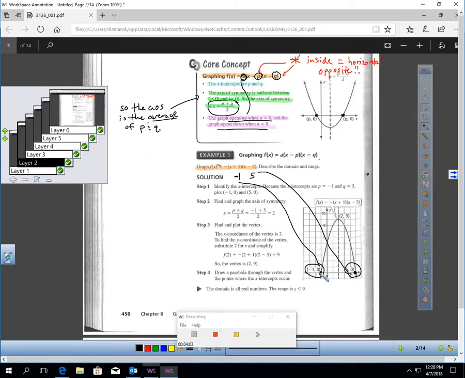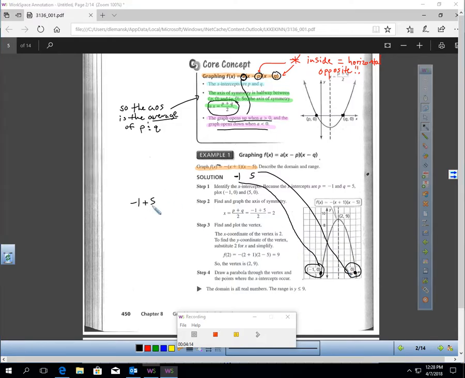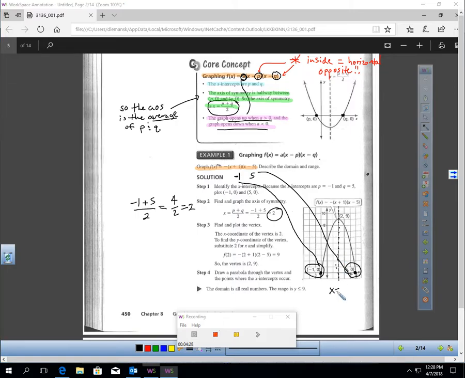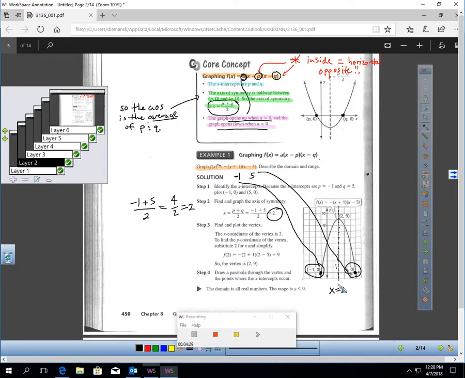Here's the next thing. In between those 2 points is the axis of symmetry. So if we average out these 2 points, let's average out -1 and 5, add those together and divide by 2, I get 4 over 2, which is 2. The axis of symmetry is 2. So you can see on this picture here, they put a dotted line at x equals 2. Now think, what special point is always on that dotted line?